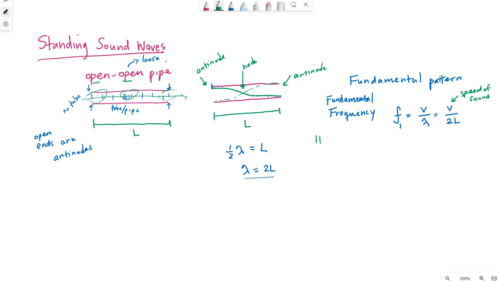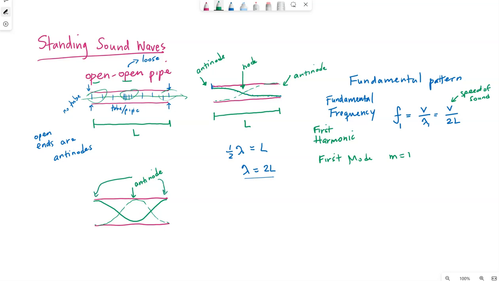This would be called also the first harmonic, or first mode, meaning an M of 1. The next pattern, if we draw it similarly like the sine wave, we still have to meet this condition where we have antinodes at the end. We end up with an extra antinode in here. So antinode is where we're seeing the constructive interference. We're getting antinodes at the ends as well. Here we have 2 nodes.